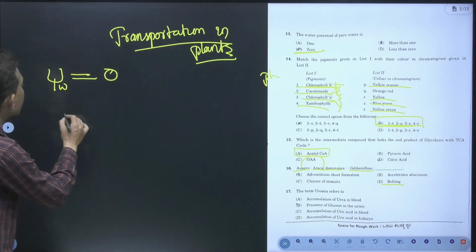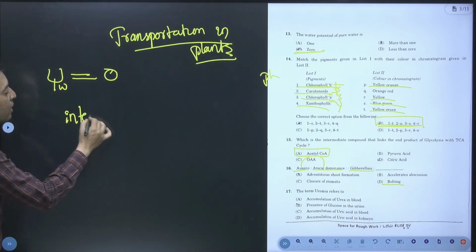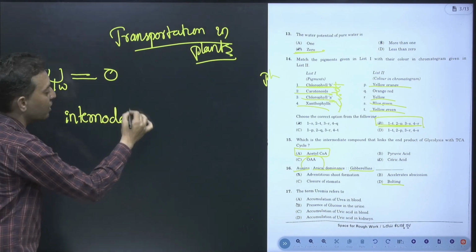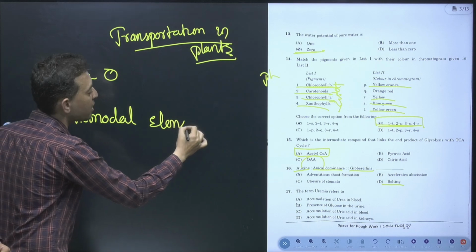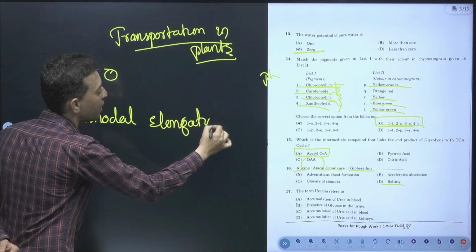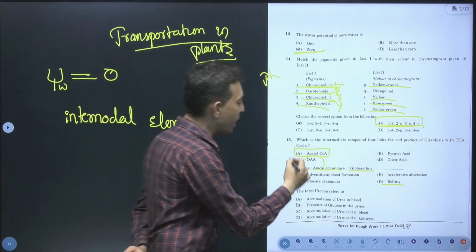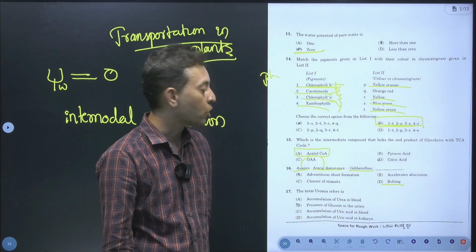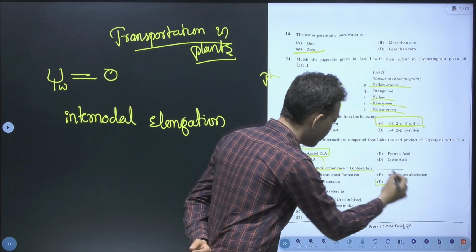Bolting is nothing but internodal elongation. So what is bolting, students? It is an internodal elongation. So the correct option for 16th question is B, B1.